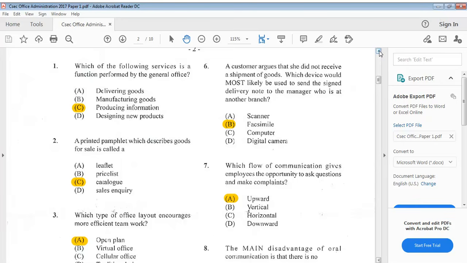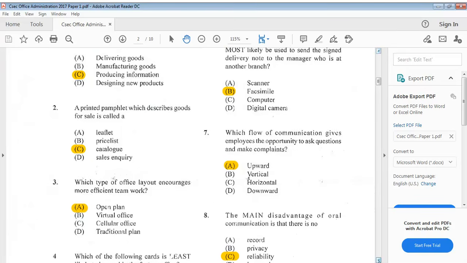Which flow of communication gives employees the opportunity to ask questions and make complaints? A. Upward. B. Vertical. C. Horizontal. Or D. Downward. Our answer would be A. Upward. Let's go on to number 8.